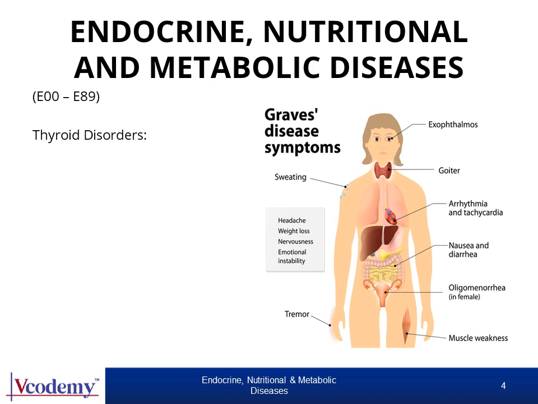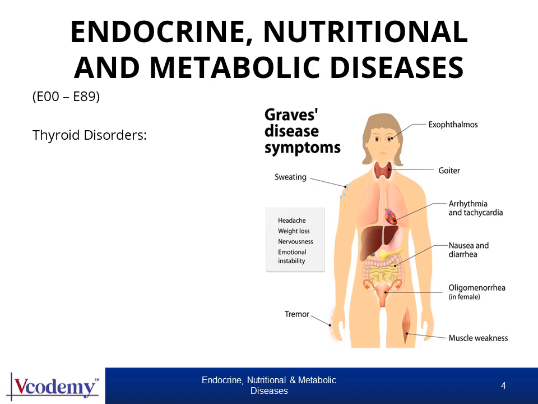So you can see the picture where the Graves disease symptoms are listed, like exophthalmos, bulging of the eyes. Then you have the goiter, that is bulging of the thyroid gland. You can see a big swelling in the neck. Then the patient may have arrhythmia and tachycardia, nausea and diarrhea also, oligomenorrhea. So the menstrual periods, they are not regular. Either they are very few or not present at all. Then muscle weakness is also there. So these are some of the common symptoms of Graves disease.